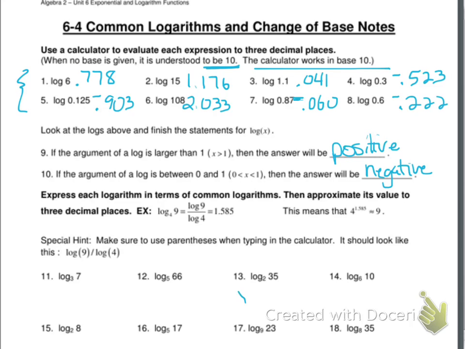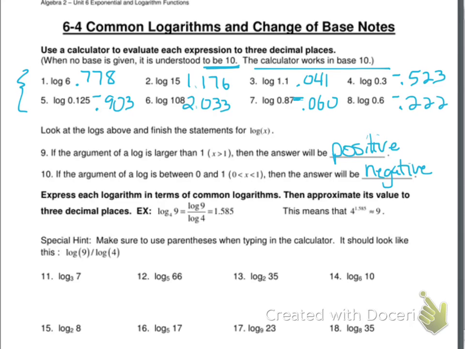Okay, now if our base is not 10 and we want to use our calculator, we have something called the change of base property, or the change of base formula. And you take the log of the argument over the log of the base. So log of argument over log of base. And this practice problem is log base 4 of 9.